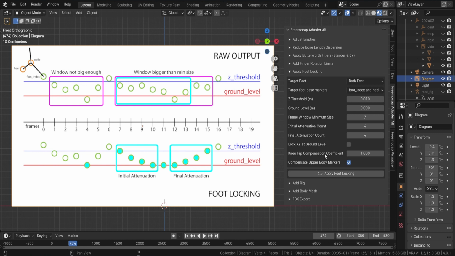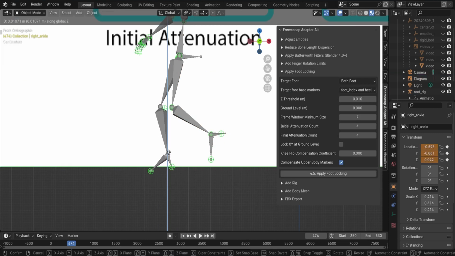We have the knee-hip compensation coefficient. This value goes between 0 and 1 and determines how much of the ankle translation is applied to the knee and hip markers. When the value is 1, all the Z translation of the ankle will be applied to the knee and hip. If the value is 0, no movement will be applied to the knee and hip markers.